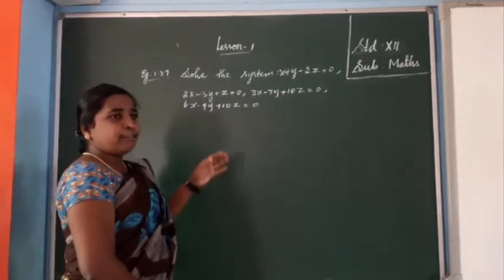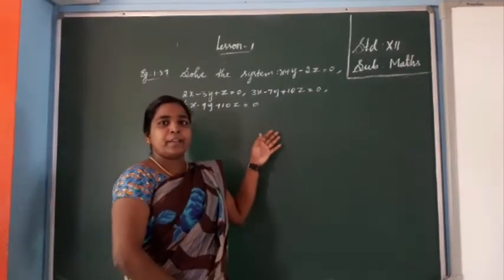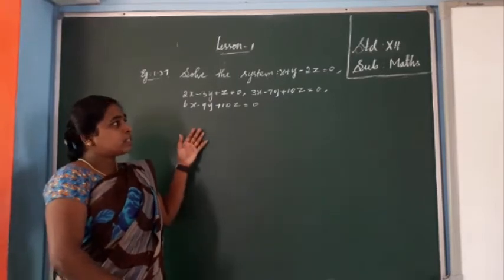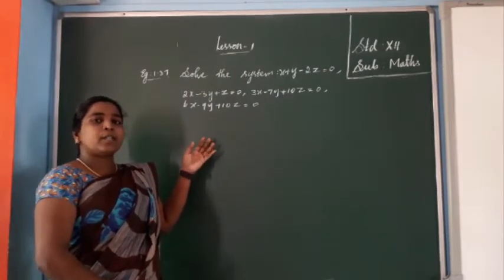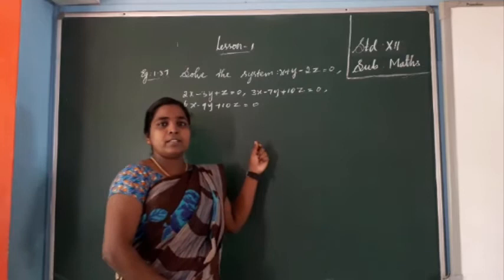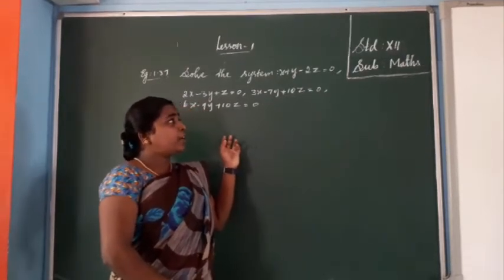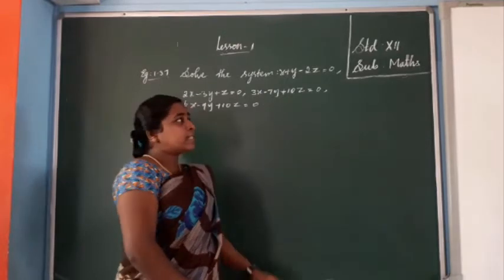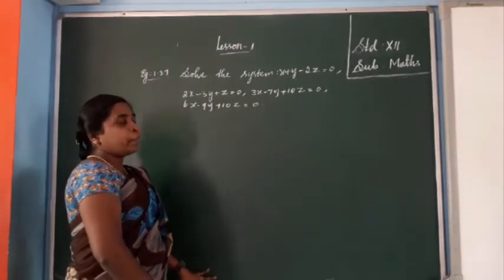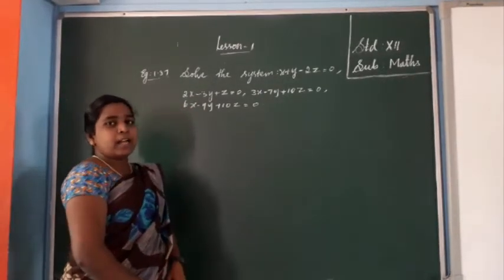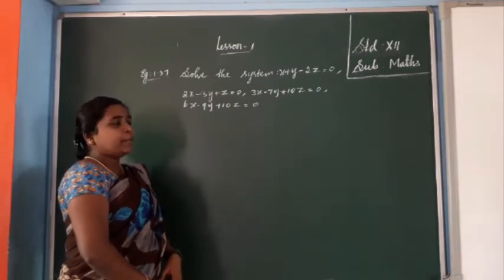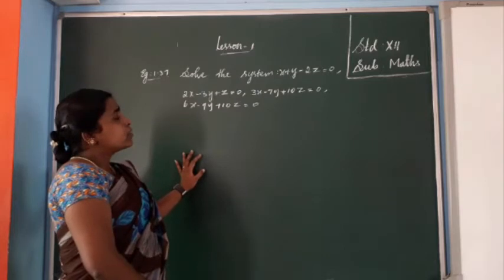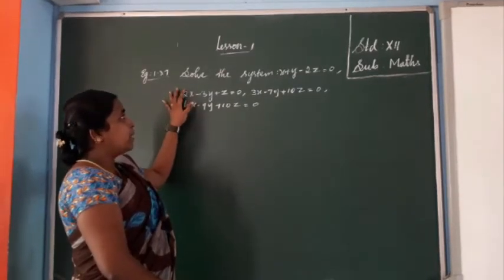If rank of A equals rank of AB equals 3, which equals the number of unknowns, the system is consistent and has a unique solution, or trivial solution. Rank of A equals rank of AB equals 2, which is less than the number of unknowns, so the system is consistent and has infinitely many solutions, or non-trivial solutions. Okay, same method, problem here also.